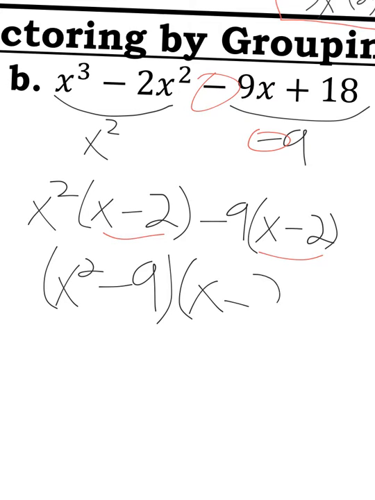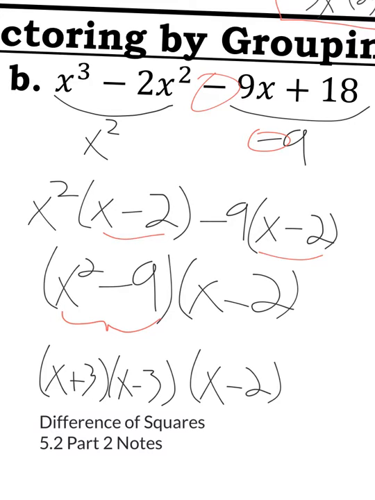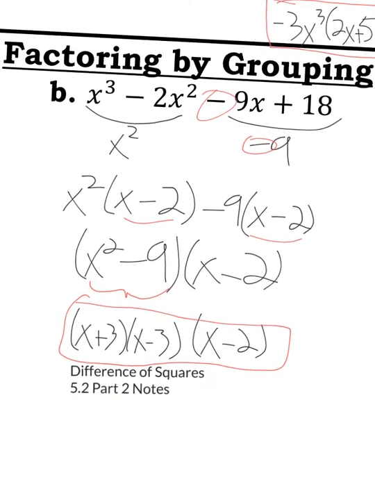And then what do we know about x squared minus 9? We know that x squared minus 9 is a difference of squares. So the square root of 9 is 3. So I'm going to say x plus 3 times x minus 3, and then times x minus 2. And so that is my final answer. So again, check those 5.2 notes if you need to see any other examples of difference of squares. I think there's an additional one in there.